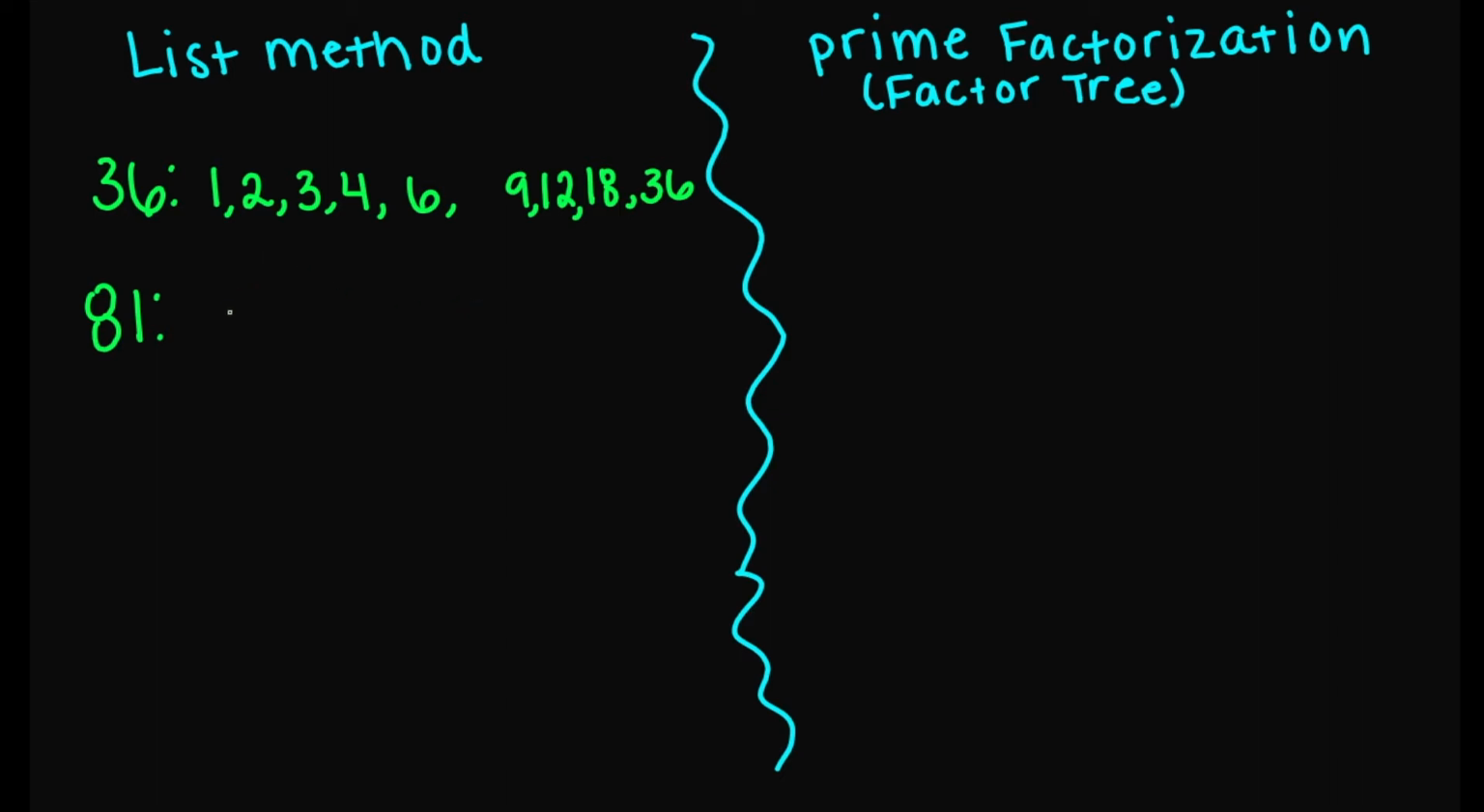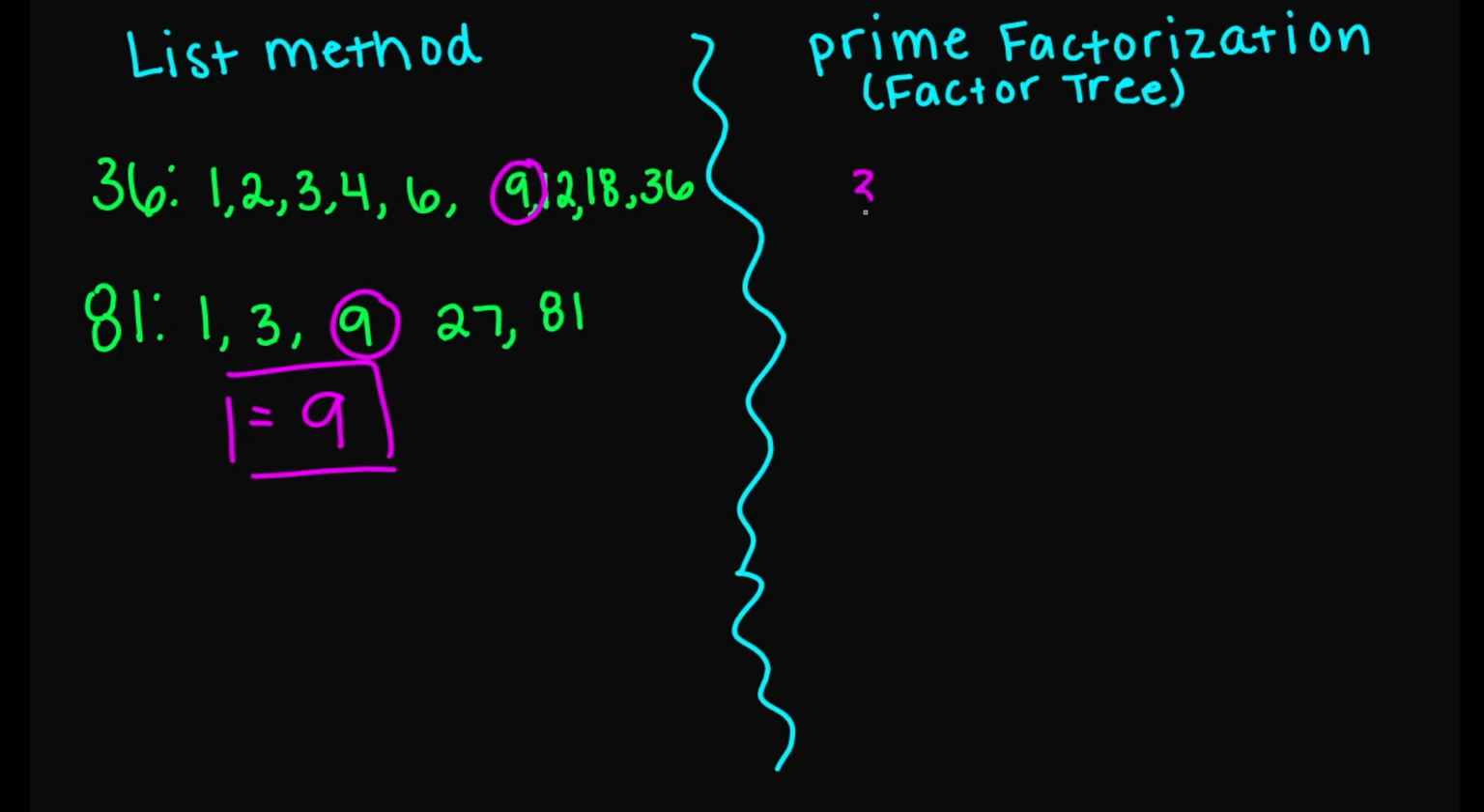Now let's look at the number 81. We have 1 times 81. This is going to give us 81. Then we have 3 times 27. That's going to give us 81. And then we have 9 times 9. That will also give us 81. The largest number that both of these numbers share is going to be the number 9. So your GCF for 36 and 81 is 9.